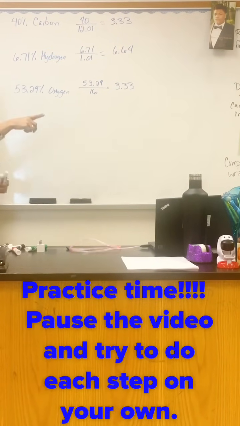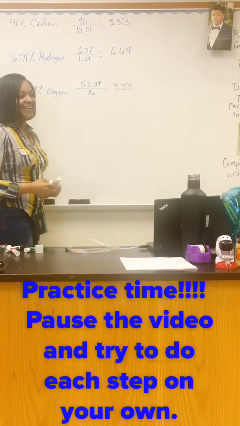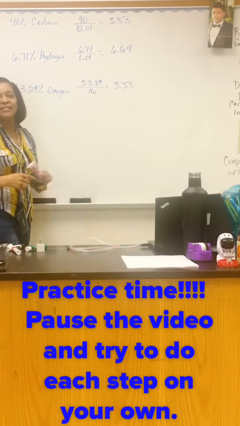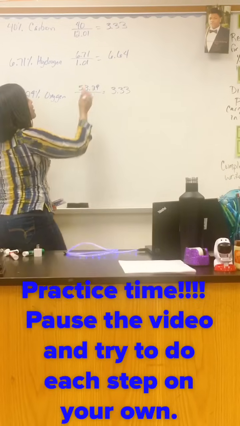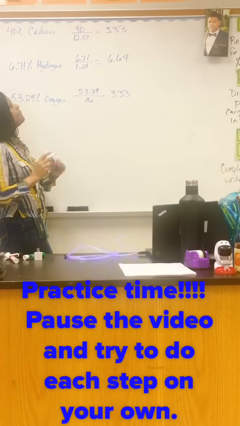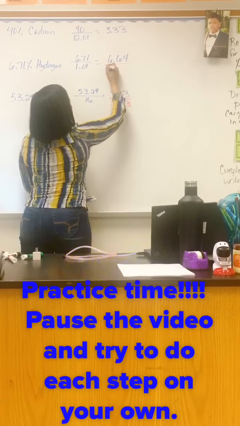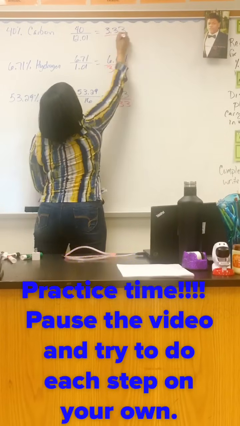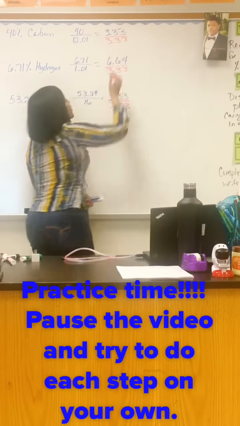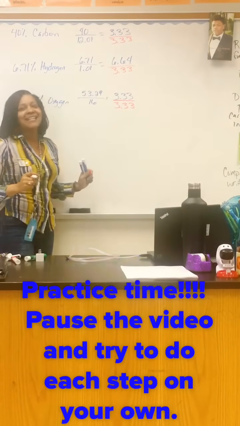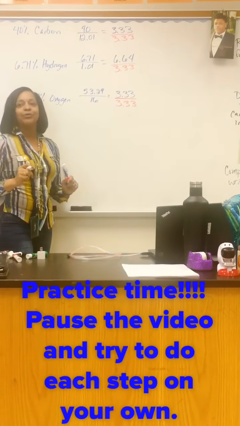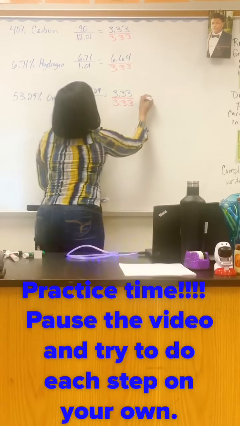Divide by the smallest number. There you go. Okay. Divide by the smallest number. What's the smallest number here? 3.33. Everybody can tell me this answer. What's 3.33 divided by 3.33? 1.